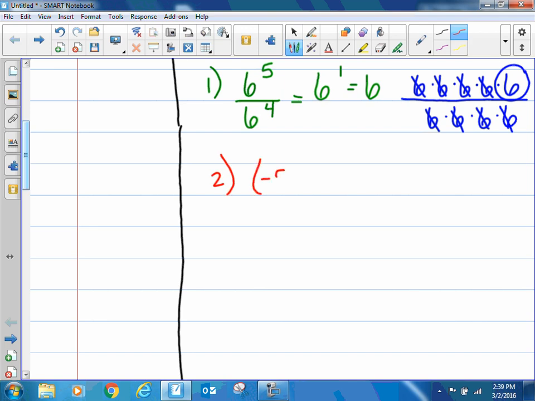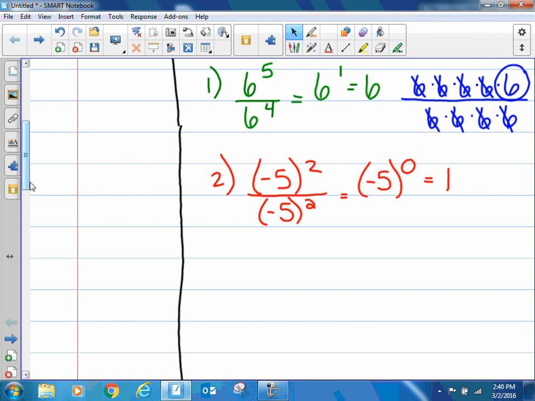Let's look at another example. I have negative 5 to the second over negative 5 to the second. So I'm going to go ahead and subtract my exponents. Negative 5 is my common base, and then 2 minus 2 is 0. And we also know a property that anything raised to the 0 power is 1. So this is actually equivalent to 1.